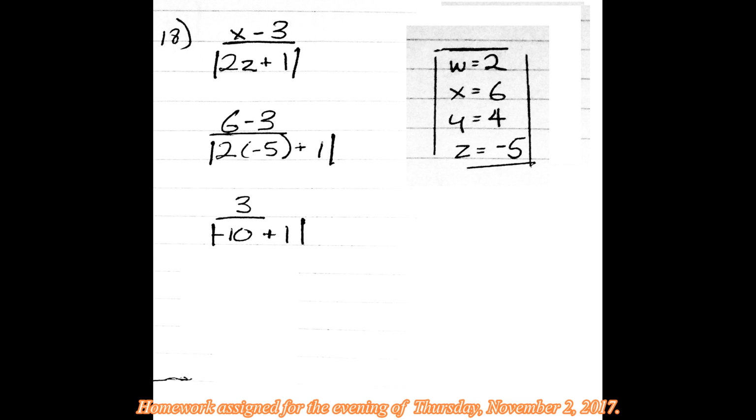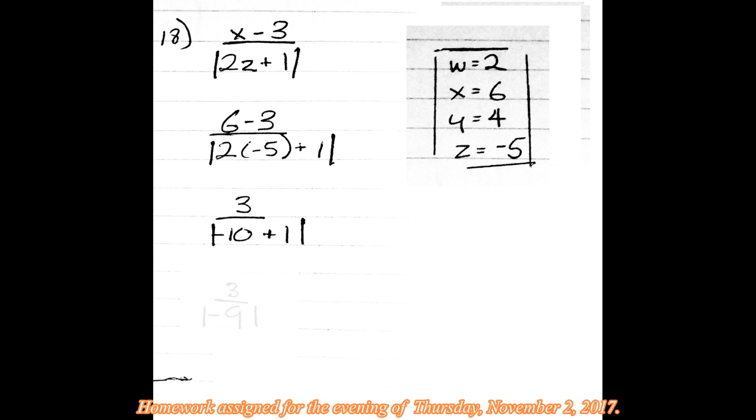All right, so moving to number 18. We have x minus 3 divided by the absolute value of the quantity 2 times z plus 1. So just keep track of your substitutions and rewrite every step. I know that is nerve-wracking, but it's a surefire way to help you get more answers right more of the time. So 6 minus 3 on top, absolute value of 2 times -5 plus 1.